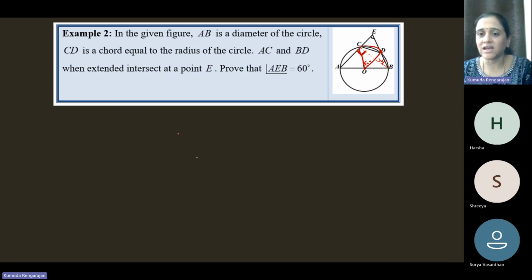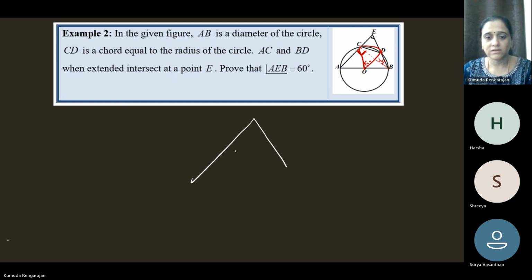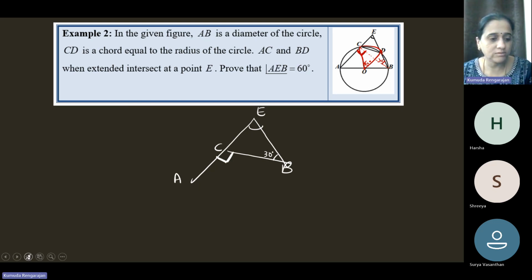Now use the exterior angle property of a triangle. So the triangle is triangle CEB. This one we found is 30 degrees, and this one is 90. Don't look at the other things which come in the way. Focus on your triangle. Can you see the triangle?